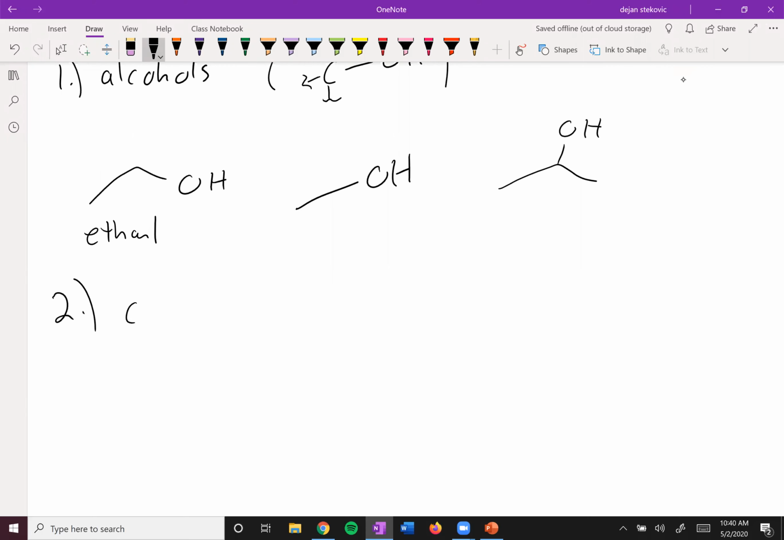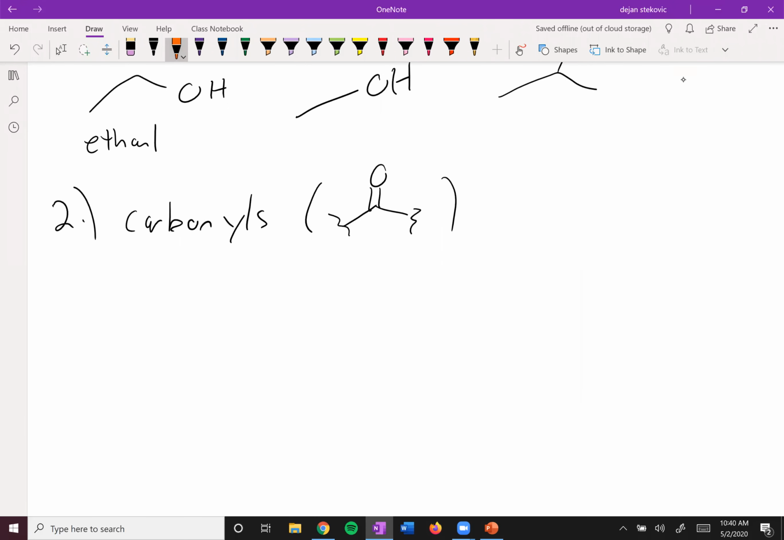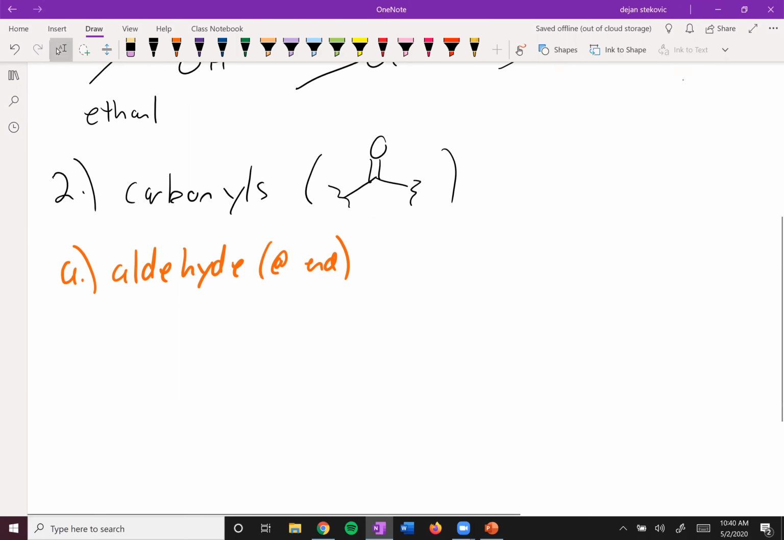Next up, we have carbonyls. Carbonyls are where we have a carbon doubly bound to an oxygen, right? Double bond to an oxygen. And these come in two flavors. The first is the aldehyde. An aldehyde is a carbonyl at the end of a molecule. So something like this.